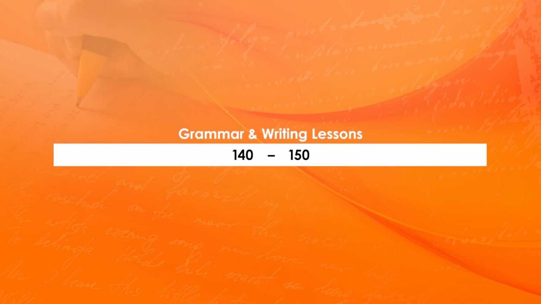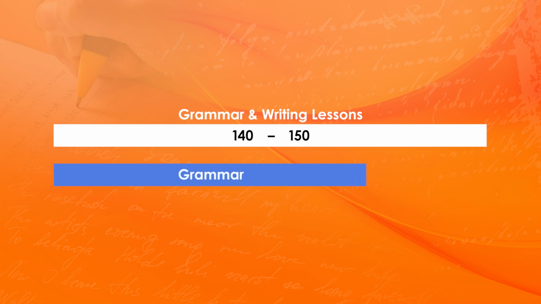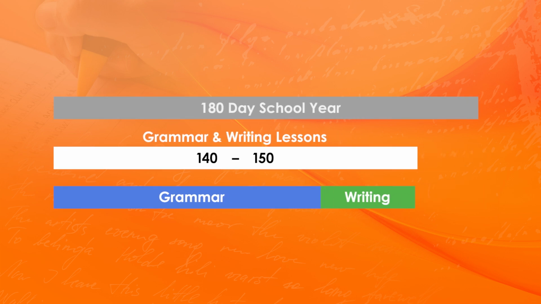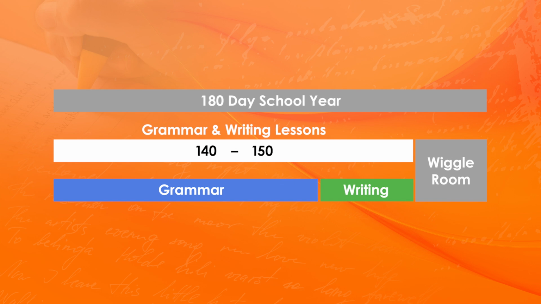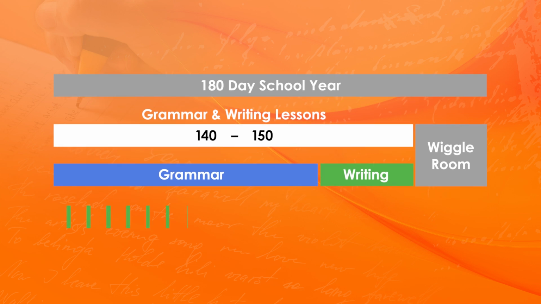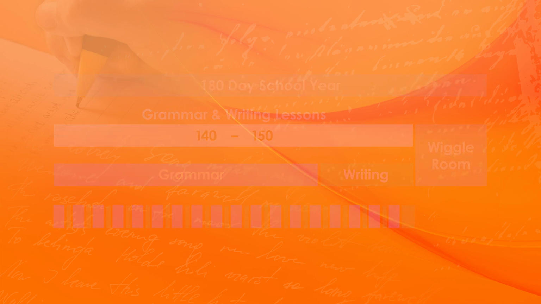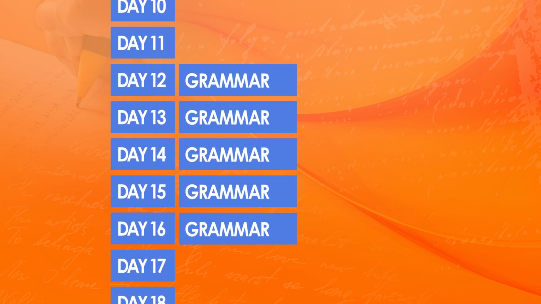Now let's move on to how the program is structured. There are between 140 to 150 grammar and writing lessons in each level. Around 110 are grammar and roughly 38 are writing. Since a typical school year consists of around 180 days, this gives you a little wiggle room to complete the course. In the recommended schedule, the writing lessons are inserted in between the grammar lessons, causing each week to look just a little different. There are always 5 consecutive days of grammar lessons.